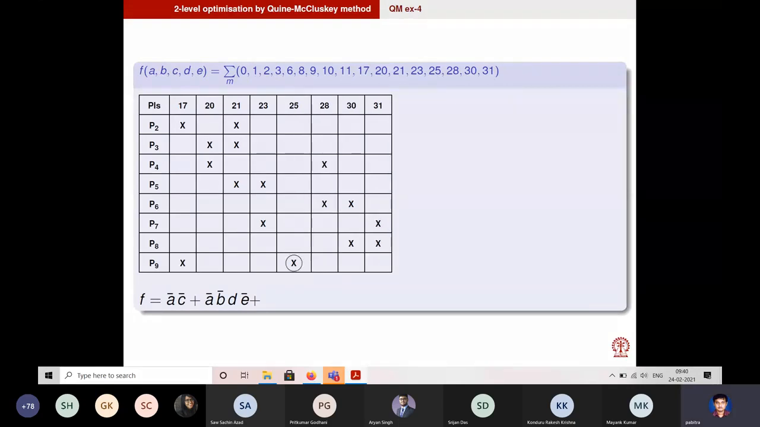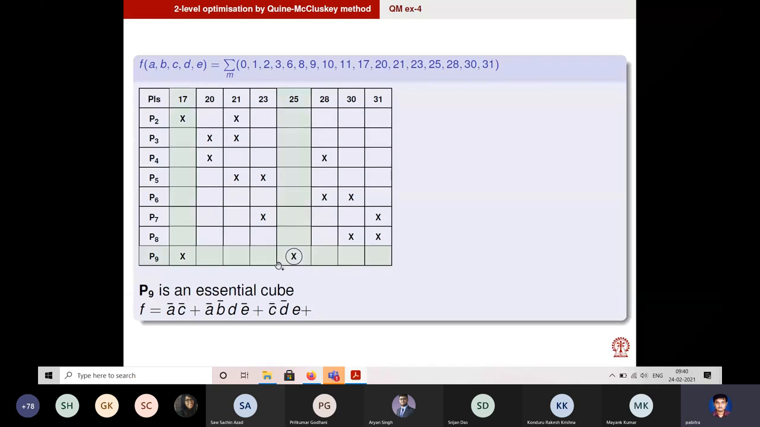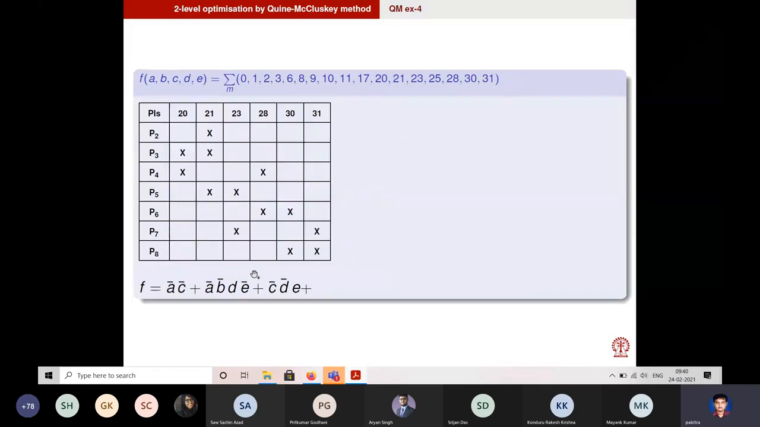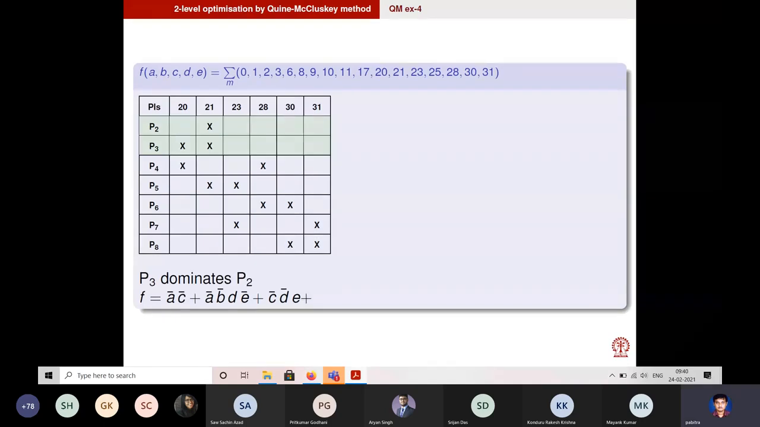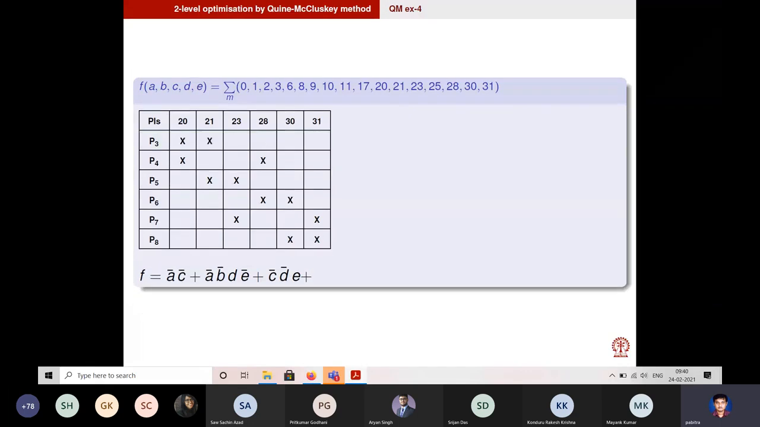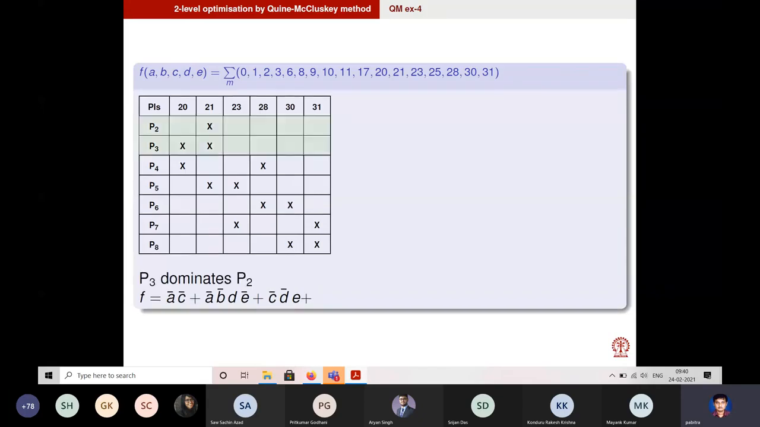See, I find 25 is another essential. Only P9 covers it. So P9 will be there, 25 will be gone. P9 also covers 17, so 17 will be gone. So I get an even more reduced table. Now you see among P2 and P3, P3 dominates P2. So I will keep P3, I'll remove P2. This is even more reduced.